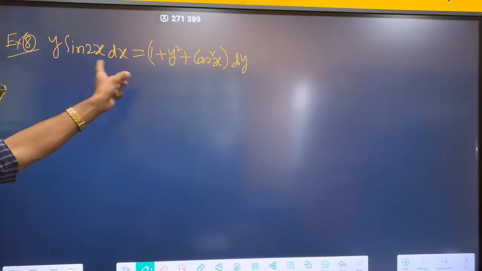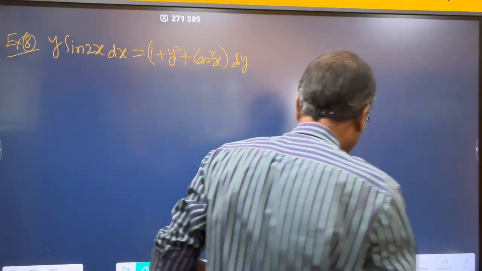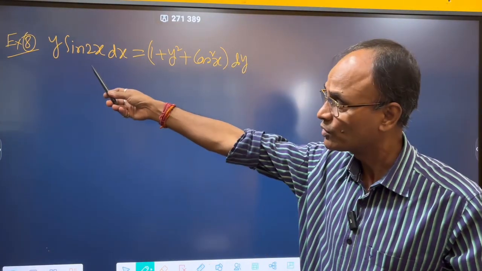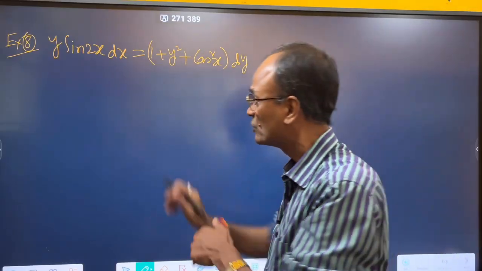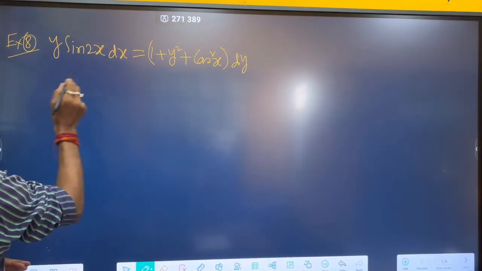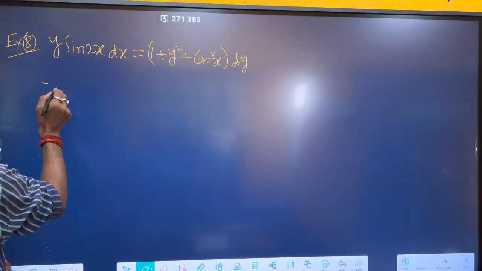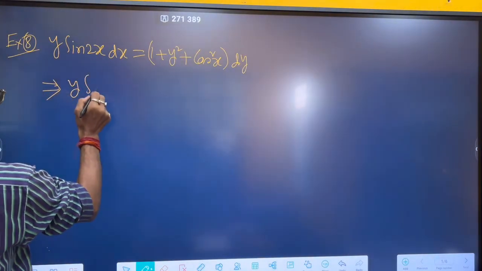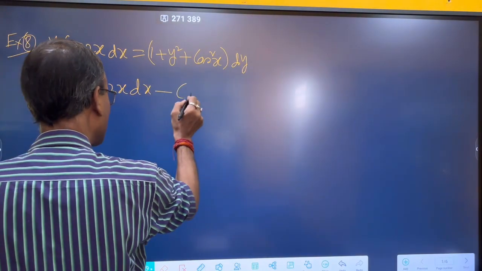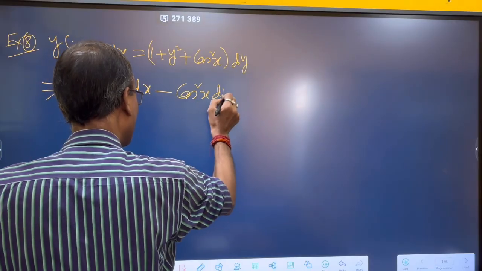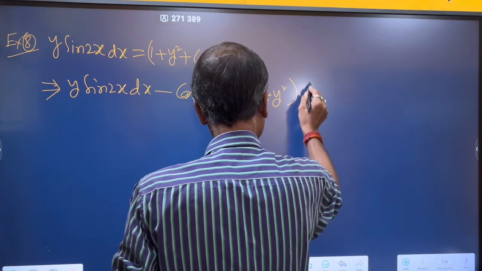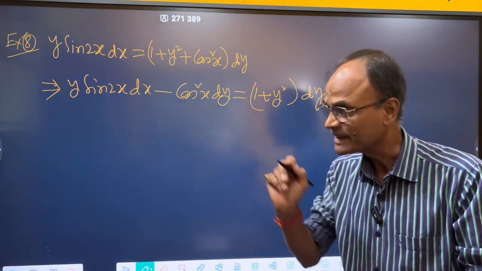Now let us first solve question number 8. In the last class, we solved 7 questions. Therefore, this question is number 8. Solve this one. This equation can be written as y sin 2x dx minus cos square x dy equal to (1 plus y square) dy. You may write like this.